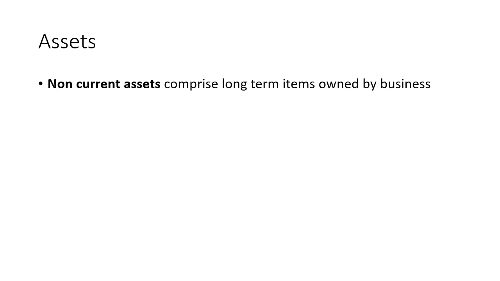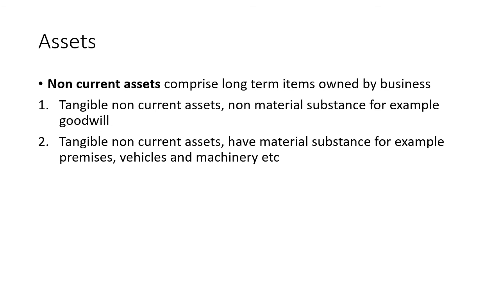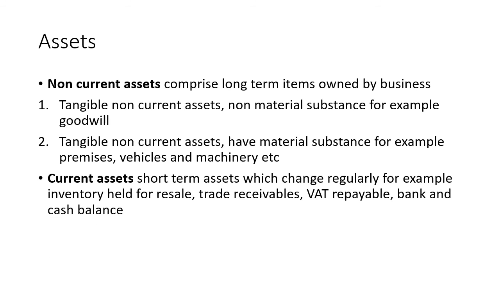Assets. Non-current assets comprise long-term items owned by the business. First, we have intangible non-current assets, which have no material substance, for example, goodwill. Tangible non-current assets have material substance, for example, premises, vehicles, and machinery. Current assets are short-term assets which change regularly, for example, inventory held for resale, trade receivables, VAT repayable, and bank and cash balance.